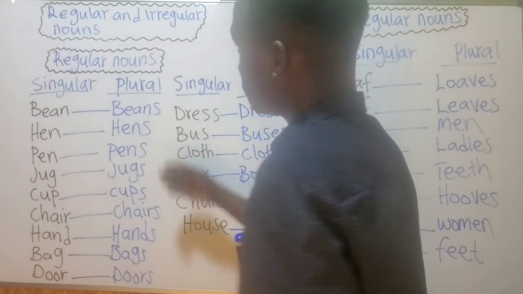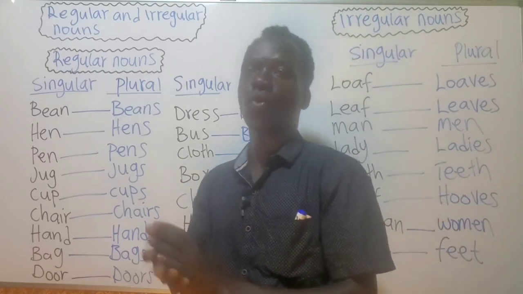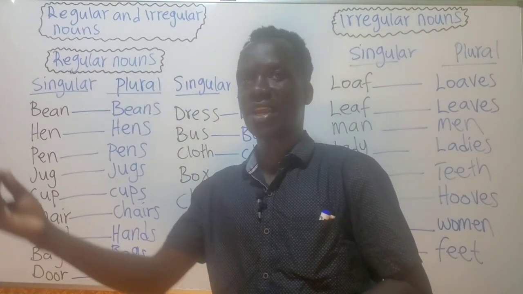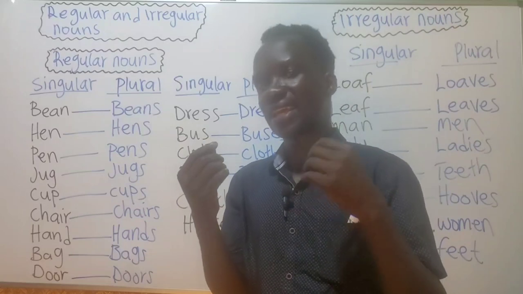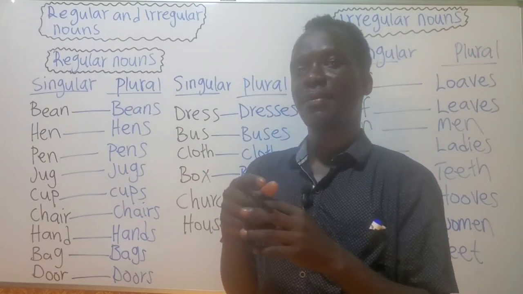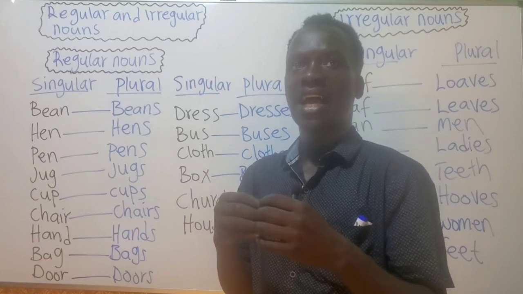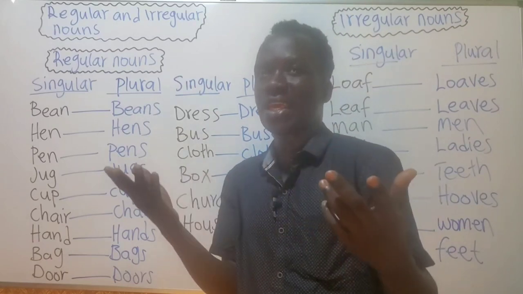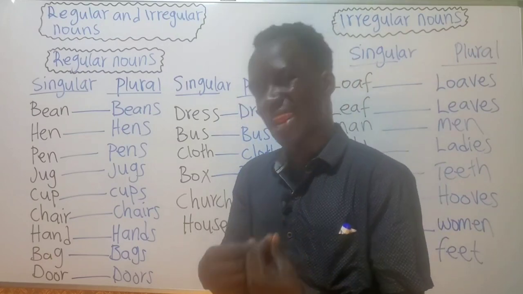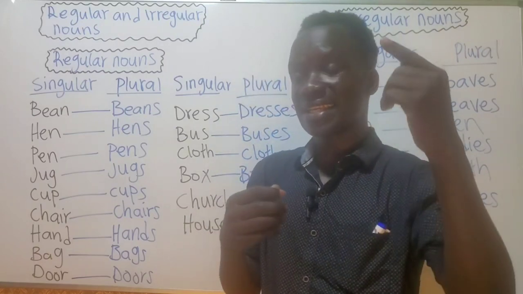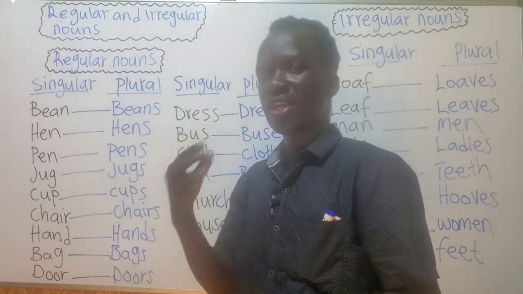These are regular. Regular means that they don't change when you talk about a singular noun and a plural noun. You just add some letters like S or ES. Later on, we shall study how you know whether to add S or ES to a noun, but not today. So here, they don't change. These are regular. You just add S or ES.